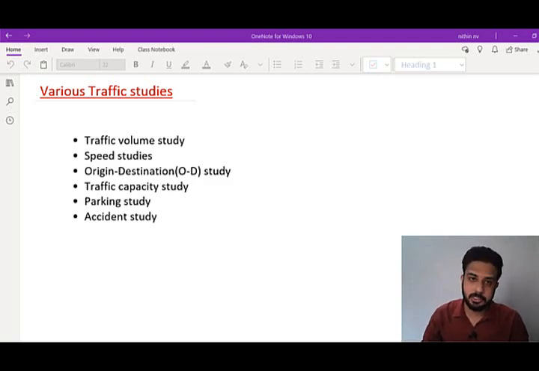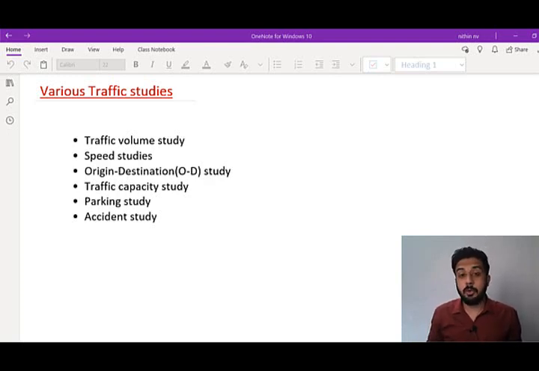Then origin destination study is also there. Origin destination study, as the name indicates, we want to know from where all the vehicles are coming and to where these vehicles are going. Why do we want to know that data actually? We want to know how many vehicles use each road, which means it's somewhat related to the traffic volume study, but it's a separate type of study. That's why we are keeping it as a separate type of study.